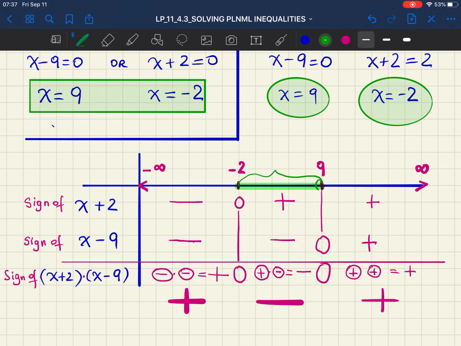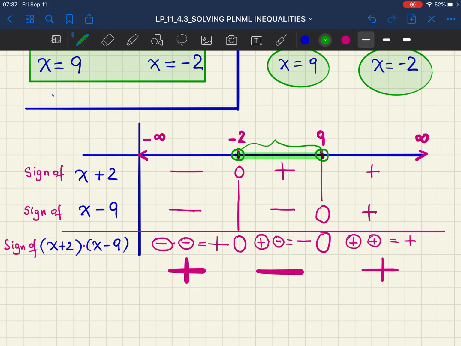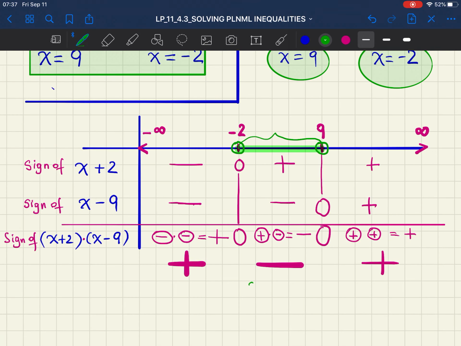Now remember that we do not want the product to be 0, which means we do not want x to be negative 2 or 9. So therefore, we're going to say that x has to take the values from the interval between negative 2 and 9, but not negative 2 and 9. And this will be the solution to this inequality. And with this, you're done.